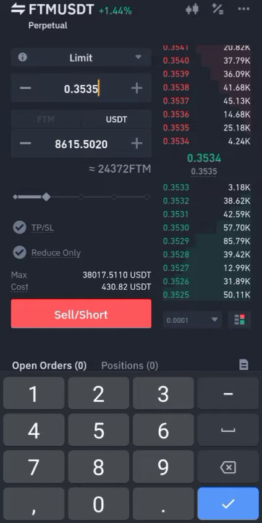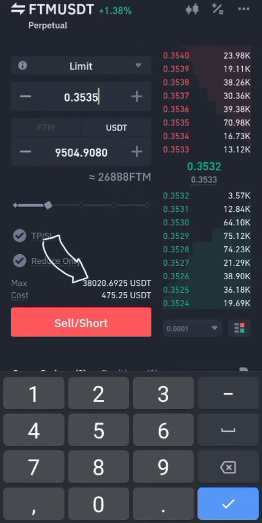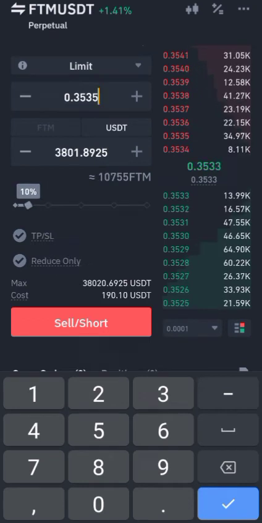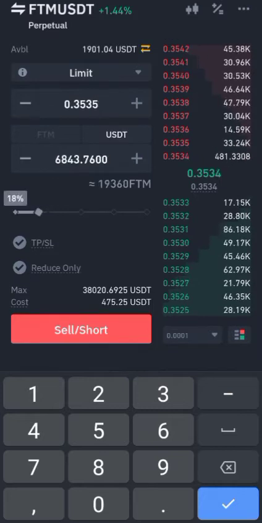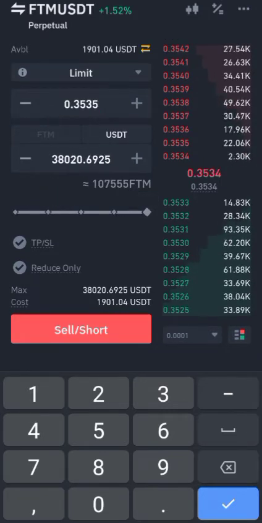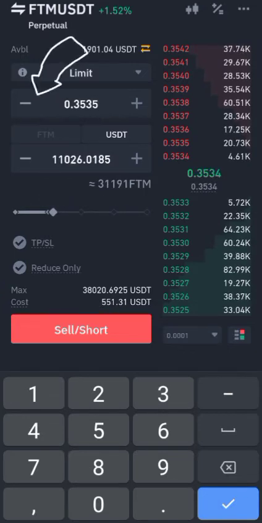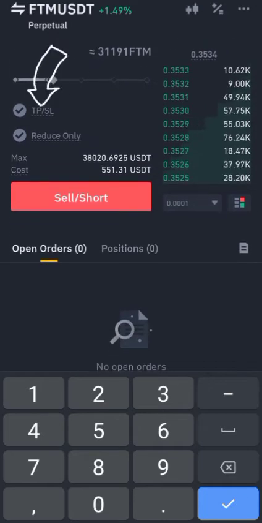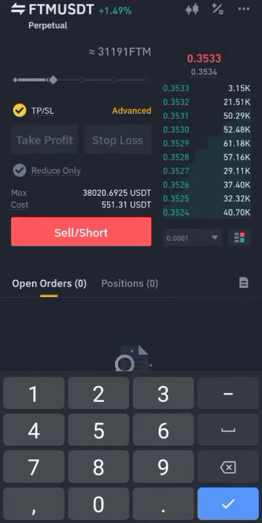If I am to enter the market, I can say no, I don't want to use that kind of money. I want to use less. I can draw this down to 190 or 170, 150 or whatever. Or I can increase it. I want to use all my money, which is my entire $1,900. So once I do that, I simply come to where we have the TP slash SL, and then I tap, which simply represents take profit and stop loss.